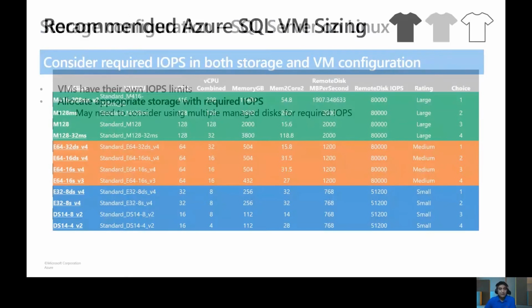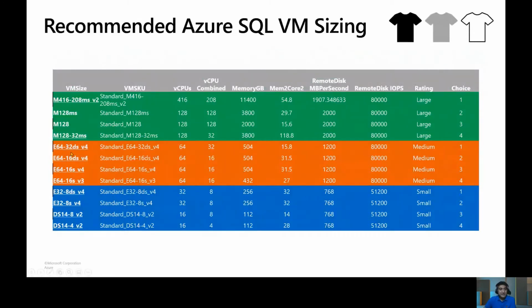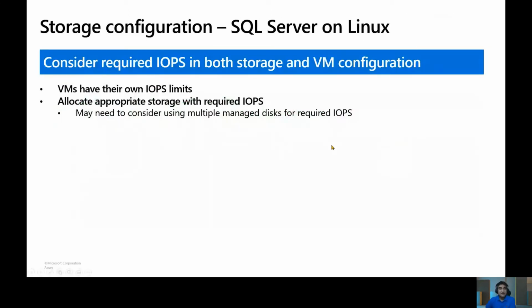So, for example, if I go back, the E64-32ds v4, which is one of the more common deployment VM sizes, has an IOPS limit of 80,000, including cached and uncached. So this is what you want to account for: when you are considering your storage configuration, you want to make sure that your VM also has an appropriate IOPS limit at the VM level, and you attach an appropriate amount of storage to get the required IOPS for your workload. And the thing to understand is that each managed disk has its own IOPS limits. So sometimes you want to attach multiple managed disks to get the required IOPS.